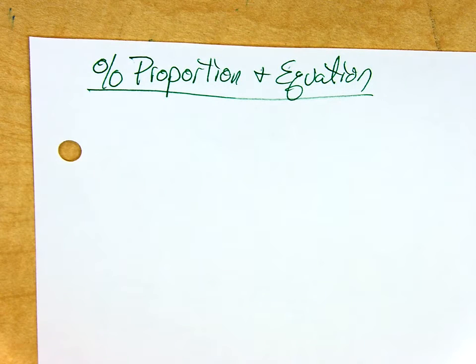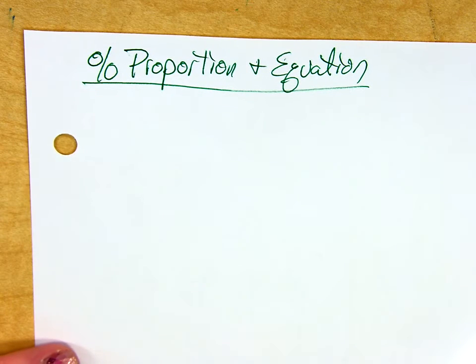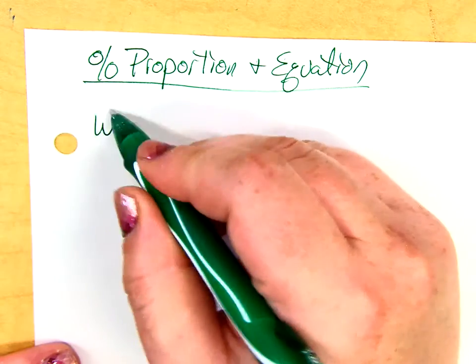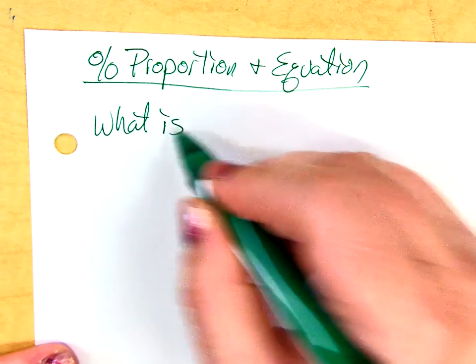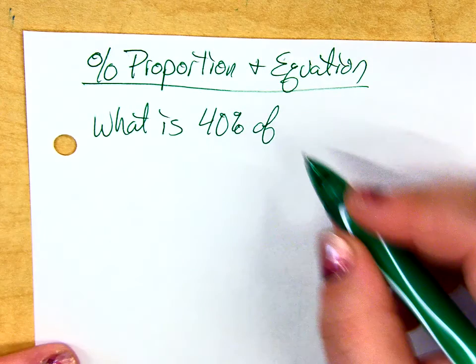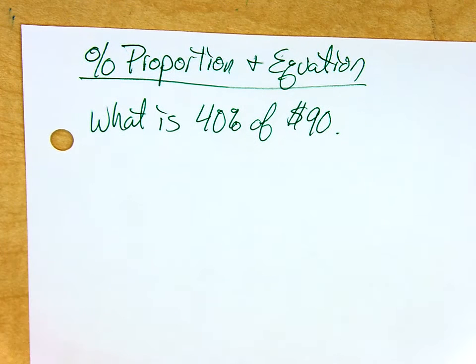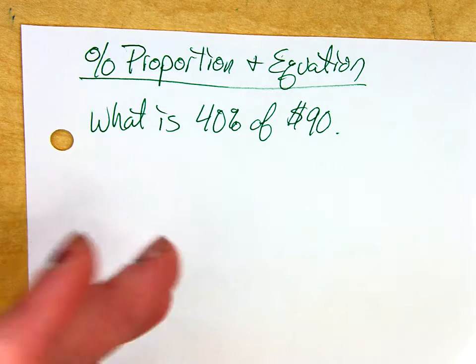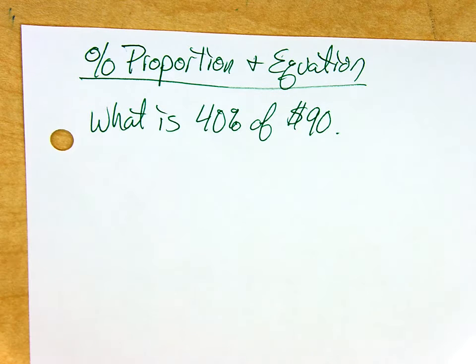So today we're going to figure out how to answer questions like, what is 40% of $90? So let's assume that you're going to a store, you want to buy maybe a winter coat. They're on sale this weekend for Veterans Day sale, who knows. It's a $90 coat, it's 40% off.